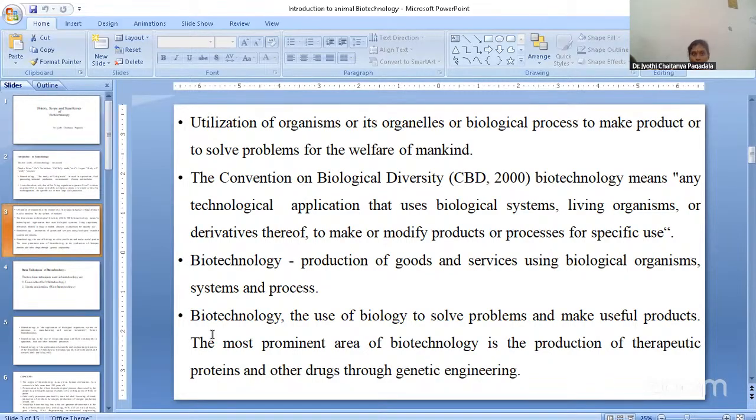vaccines, antibiotics, and in agriculture for the genetic modification of crops. In addition, biotechnology has many industrial applications like fermentation, the treatment of oil spills and the production of biofuels, as well as many household applications like the enzymes used in laundry detergents.